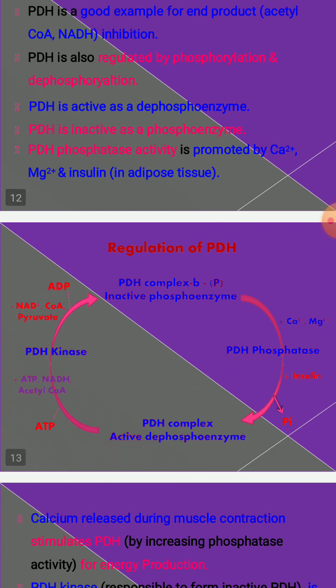Here, in another way you can make out, once it has been converted to the phosphoenzyme, it has to be converted back to the dephosphoenzyme, the active form, by the PDH phosphatase activity. Here the activity of PDH phosphatase can be activated by calcium ions and magnesium ions, and even insulin in the adipose tissue. Insulin is going to stimulate PDH phosphatase activity, thereby removing the inorganic phosphate group to convert the inactive form to the active form of the PDH complex, that is the dephosphoenzyme.